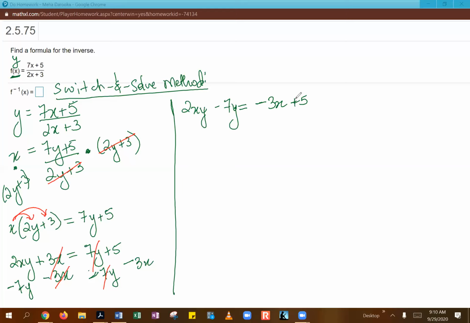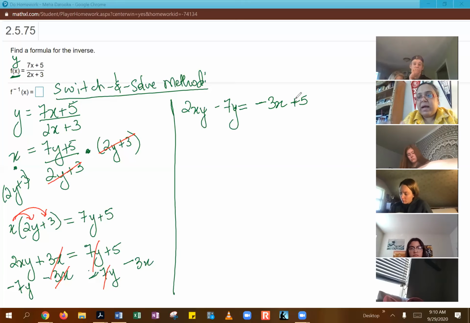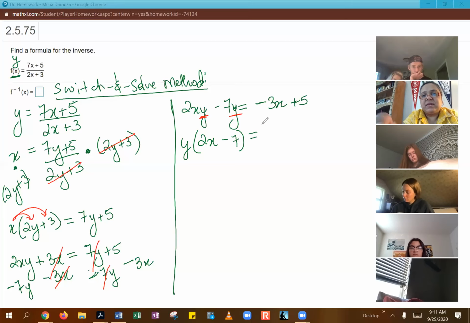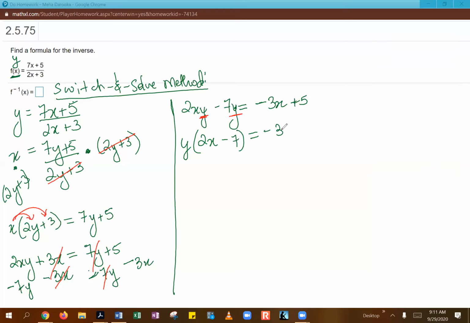Right, so the y terms are now on the left-hand side. The non-y terms are on the right-hand side. We still have y distributed between two different terms. We still need to find a way to bring those y terms together. So since both of these terms have that y in common, you can bring the y outside as your greatest common factor, which means if we factor out that y and bring it on the outside, on the inside you would be left with 2x from the first term minus 7 from the second term. And then, of course, right-hand side will still stay the same. So we should still have our minus 3x plus 5.